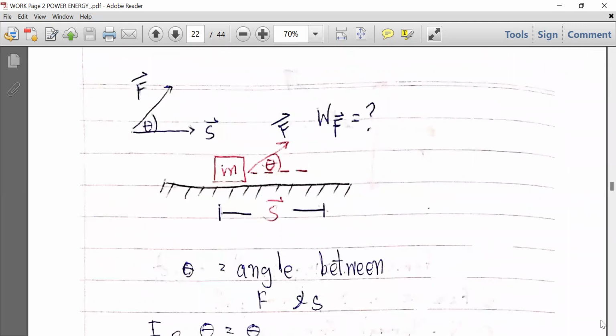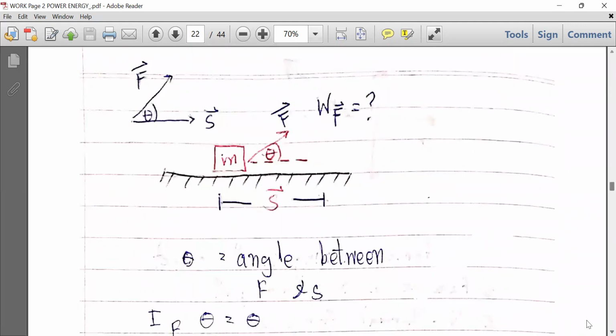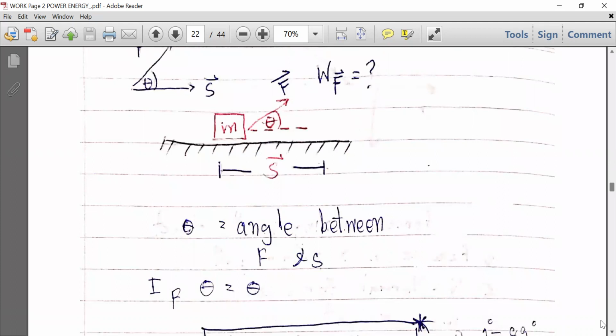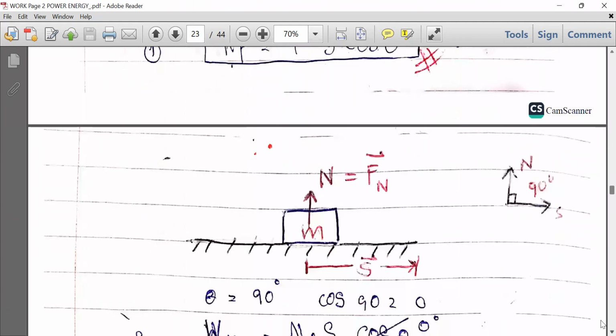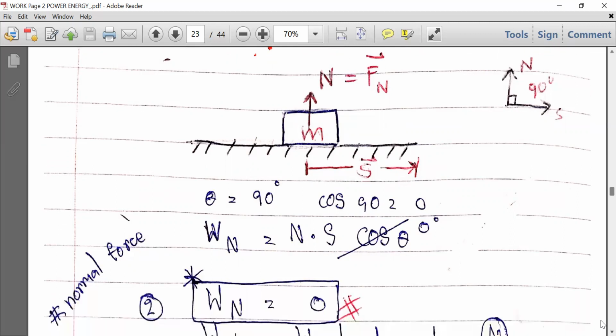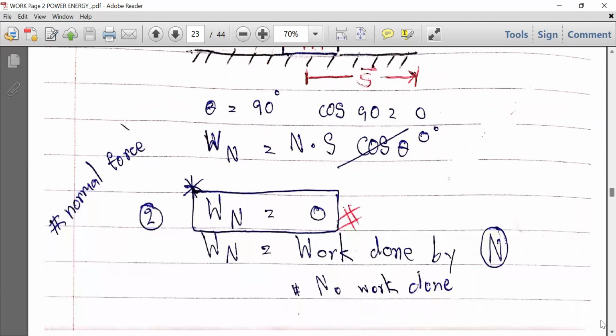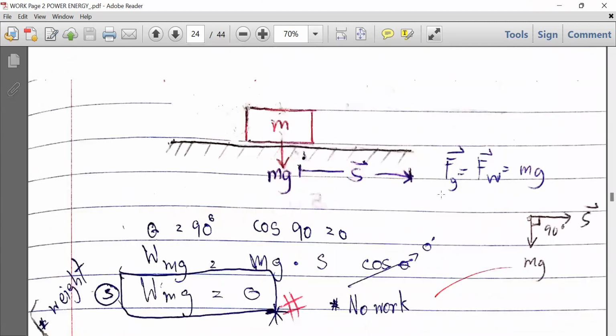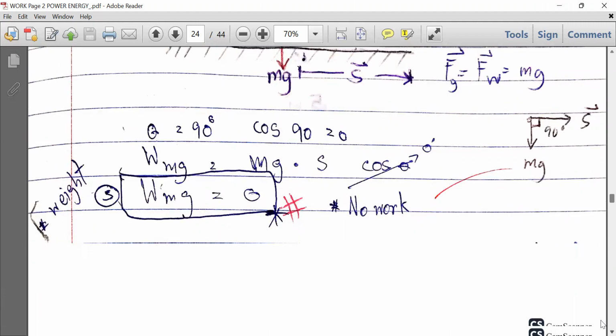Okay, first one, case 4. So remember this, right? We discussed already how to solve the work done here. This is case 4. Now, how about the normal force? How do we get the work done by the normal force, Fn? Theta is 90 degrees, case 2. So 0 work done by the normal force, N. How about for the third one? Yes, this one. Force of weight or force of gravity, mass times g, is perpendicular to the displacement or motion of the object. So there's no work done. This is still case 2, 0.